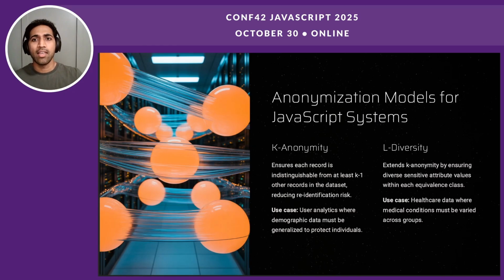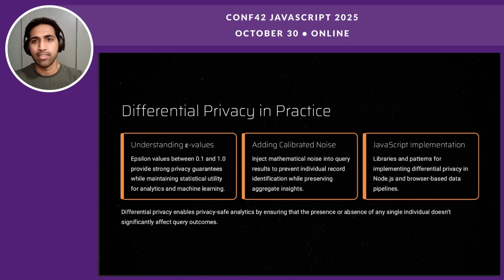And next, how does differential privacy look in practice? Differential privacy is where math gets very interesting. So we basically add calibrated mathematical noise to query results. So we ensure that the presence or absence of any single individual does not significantly affect outcomes.